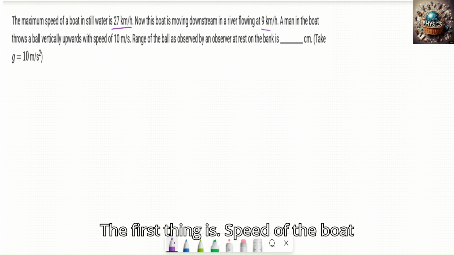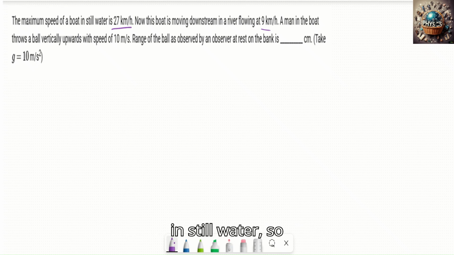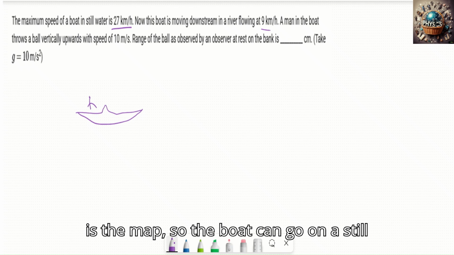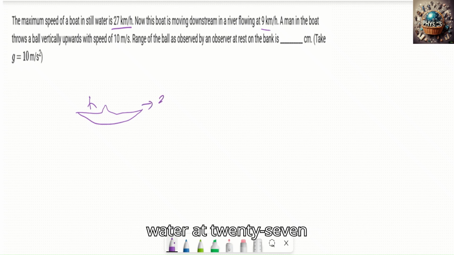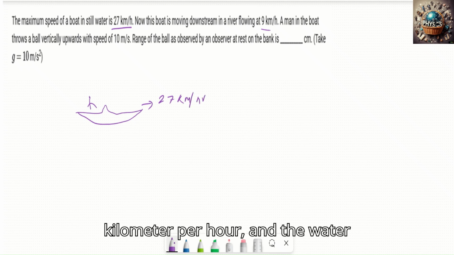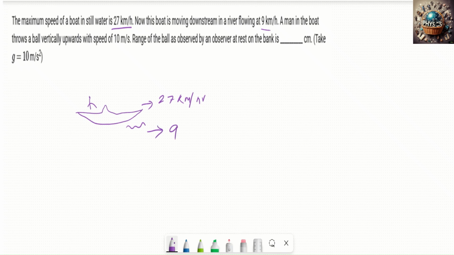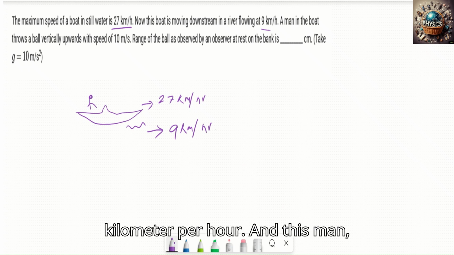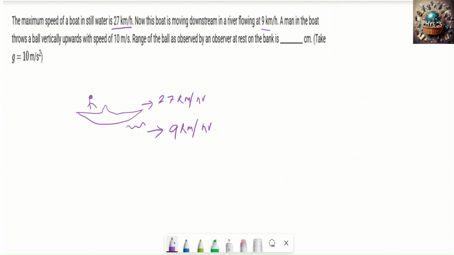The first thing is the speed of the boat in still water. So let this be the boat, this is the man. So the boat can go on a still water at 27 km per hour, and the water itself has a speed of 9 km per hour. And this man, he throws a ball upward with 10 meter per second.